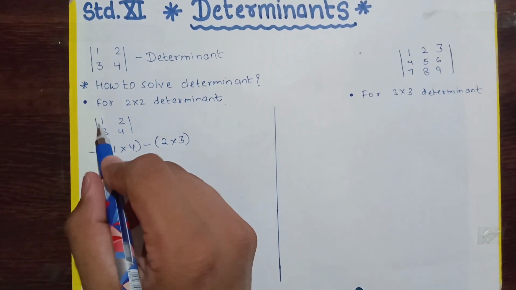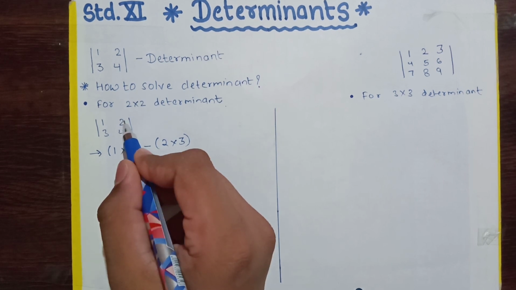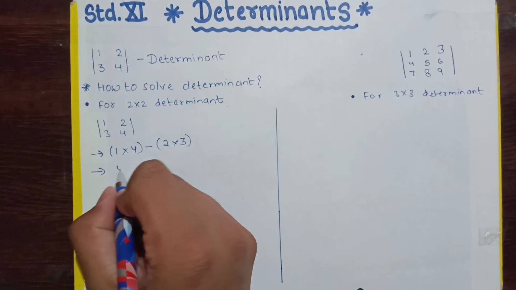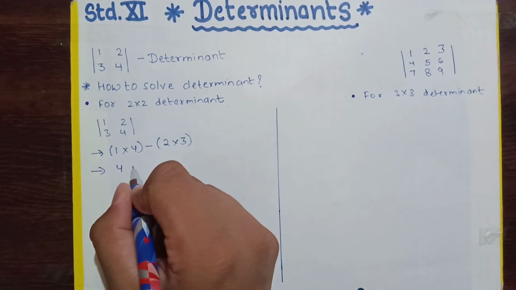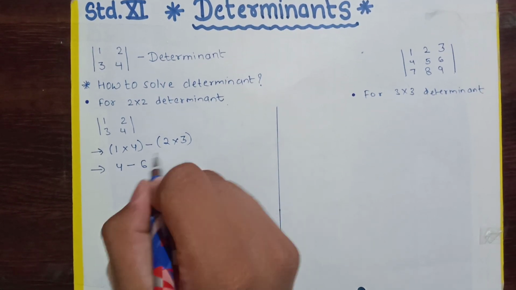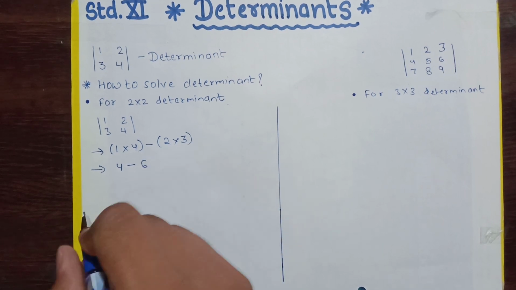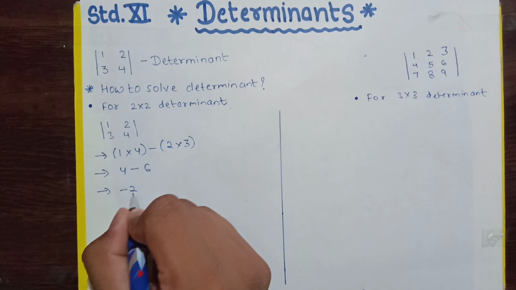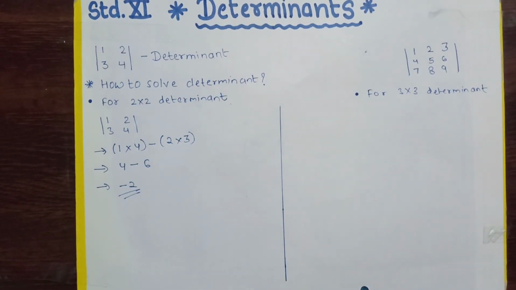You saw what happened. I multiplied this upper one with this lower one and this upper one with this lower one. So our next step would be 1 into 4, which is 4, and 2 into 3 is 6, and we'll multiply it by minus, so we will get minus 6. So 4 minus 6 is minus 2. So the answer of this question is minus 2.